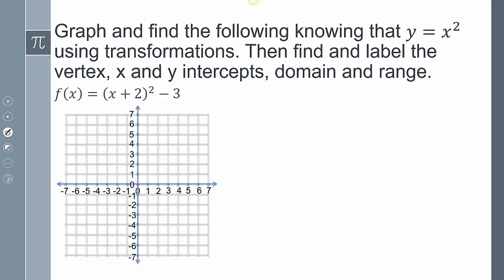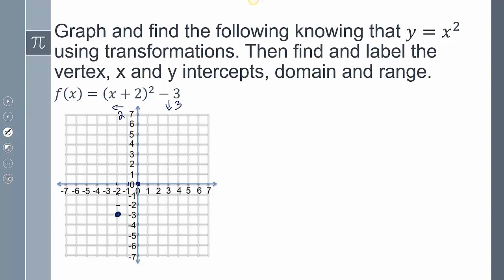So let's go through and graph them. It says graph the following, using transformations from y equals x squared. Then find and label the vertex, the x and y intercepts, and the domain and range. So I know based upon this, it's going to be a parabola. There's going to be a shift over 2, and it's going to go down 3 based upon those transformations. So my vertex that normally starts here is going to shift over 2 spaces, and it's going to move down 3. So that's going to be the new value of where my vertex is going to be.